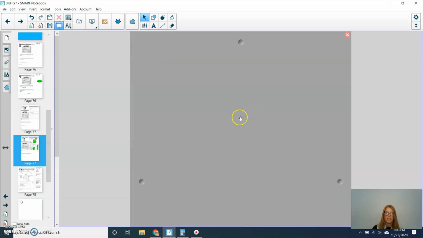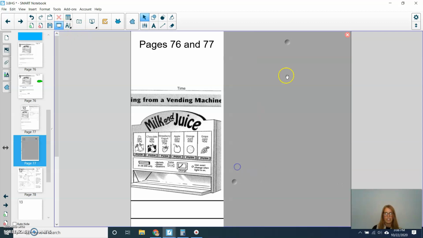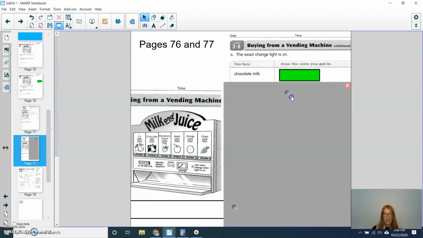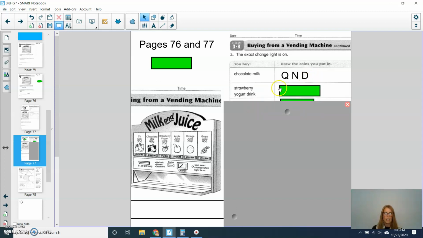All right, second graders, we're going to talk about just that top part of the page first. If I'm buying chocolate milk, I see that chocolate milk costs 40 cents and I'm paying with the exact amount. So I'm going to have a quarter, which is 25, a nickel is 30, and then a dime brings me to 40. If I'm going to have strawberry yogurt drink, I can see that costs 70 cents. There's more than one way to show this, but I like to show it using the fewest amount of coins. So I'm going to do 2 quarters, which equals 50, and then a dime, 60, and another dime to bring me to 70.